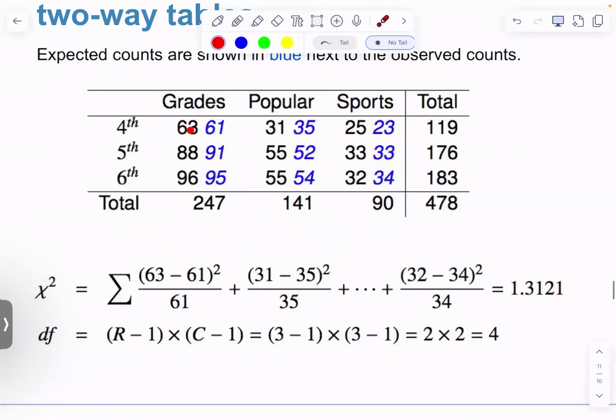So once you do 63 minus 61 squared divided by the expected count, 61, plus 31 minus 35 squared over 35, and so on, I shouldn't even type them all out. We get a calculated chi-squared, a real one finally, of 1.3121.